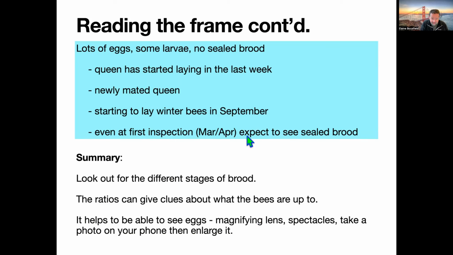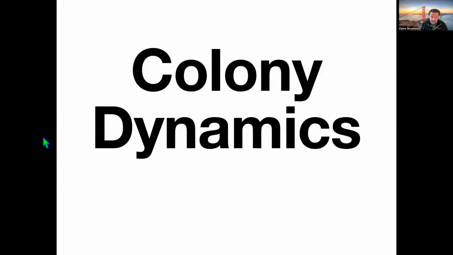I've just put this note here because I think it's important, is that if you first open the hive in the spring and you have a quick look inside and you see no sealed brood, the chances are you're in trouble, because the queen will have started laying probably in January, certainly in February, and by March, April, when you're looking at frames in the hive, you really would expect to see some sealed brood, and sealed brood stands out easily. It's easy to see. If you haven't got any, you probably haven't got a queen, or you've got a dud queen. So that's that.